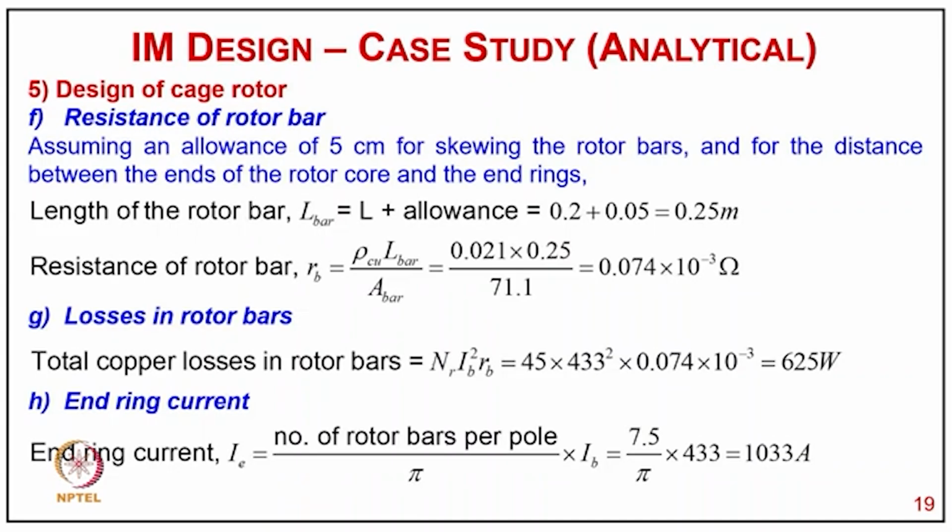Now the losses in the rotor bar will be the total copper loss in the rotor bar, NR into IB square RB. Putting the values, it comes to 625 watt. Now calculating the end ring current, I equals the number of rotor bars per pole divided by pi, into IB, for calculating the average. So it comes typically to 1033 ampere.